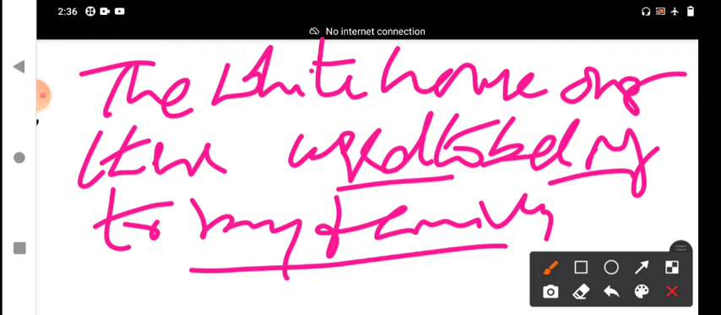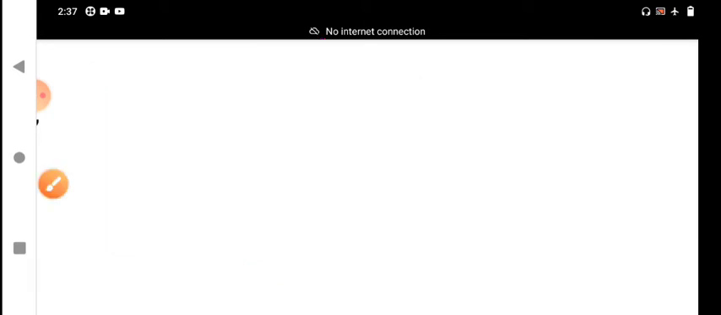Once upon a time, the White House over there used to belong to my family. What is the meaning? The literal meaning of used to as a modal verb: it belonged to my family in the past, but not anymore. That is the assertive or affirmative sentence, my dear students.